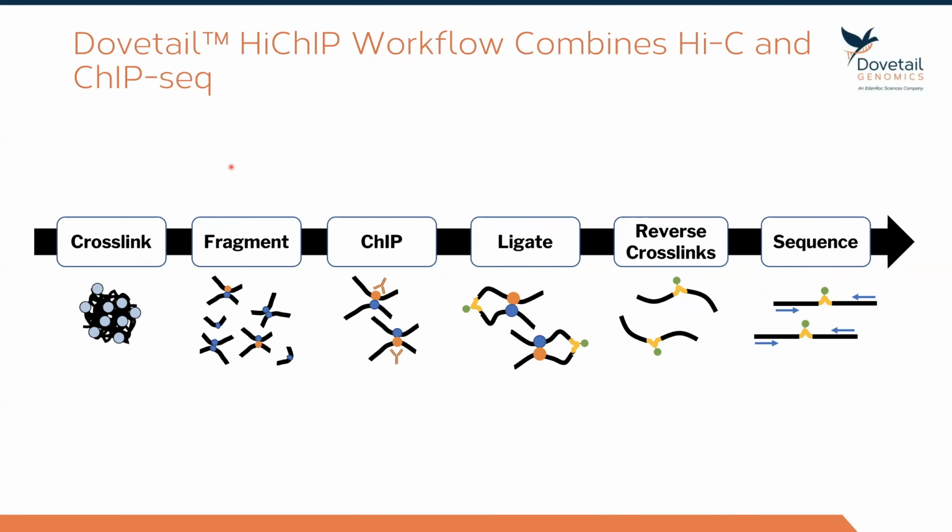So the workflow is simply combining, I say simply, but we've done a very good job here to try to keep this workflow as simple as possible, to go from cross-linked chromatin to fragmenting with MNase, to then introducing your immunoprecipitation with your antibody of interest. Then we conduct proximity ligation, reverse your crosslinks, and sequence. So really the only difference here is we're adding in the IP.